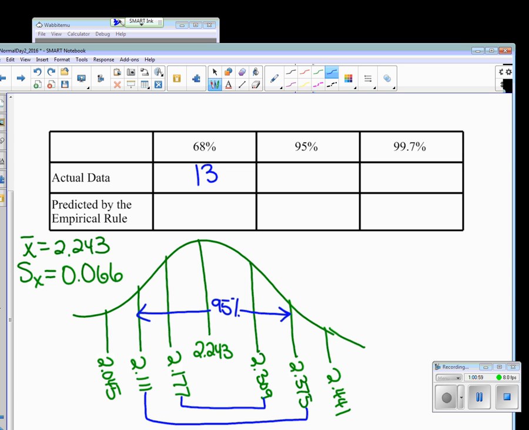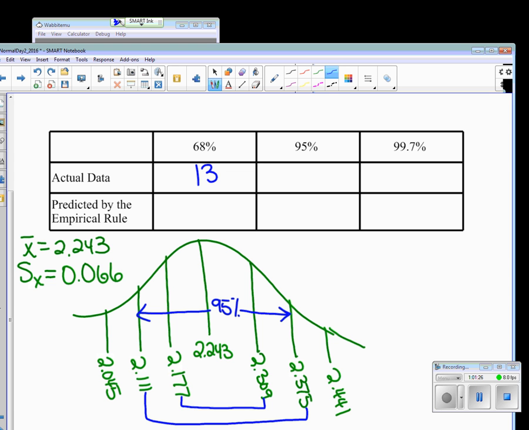Finish it. What am I comparing? What's the predicted by? So you can figure these out. These are just counts, right, in the different ranges. What does predicted by the empirical rule mean? How many values did we get? How many weights of the bags of M&Ms did we have? How many bags of Skittles, sorry. How many bags of Skittles did we weigh?